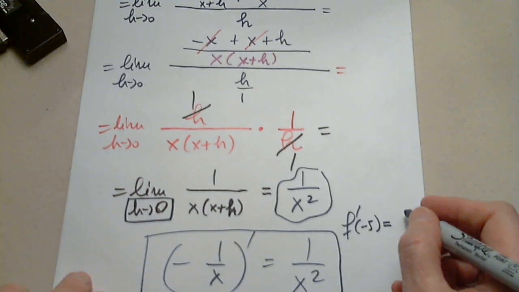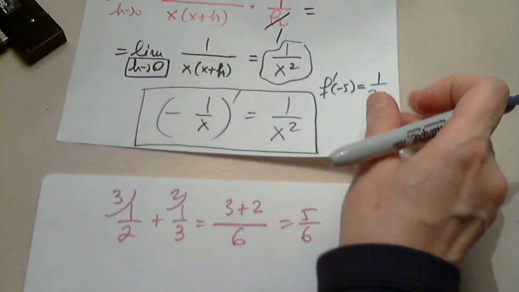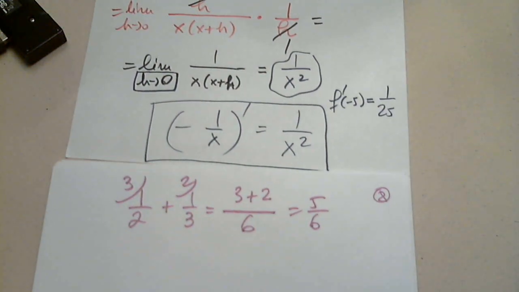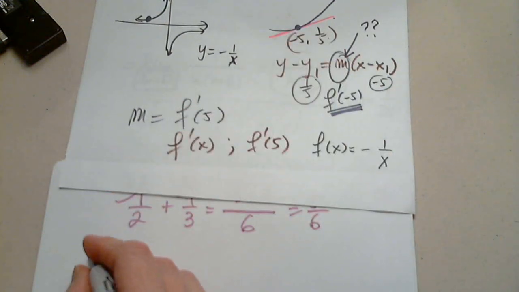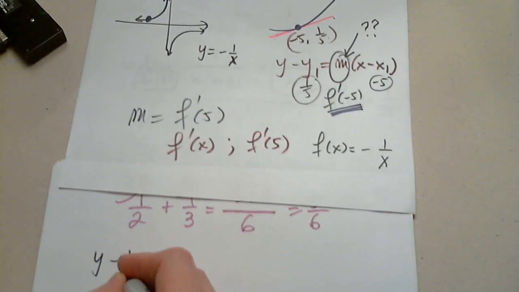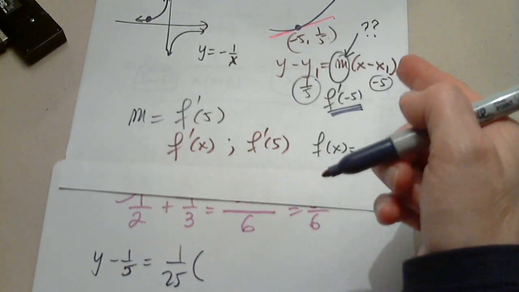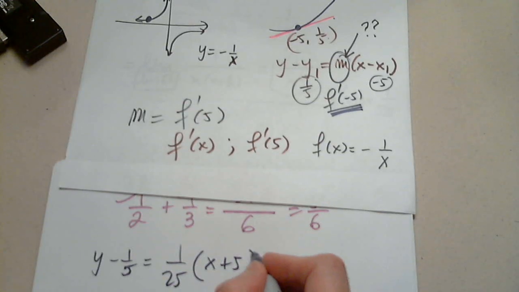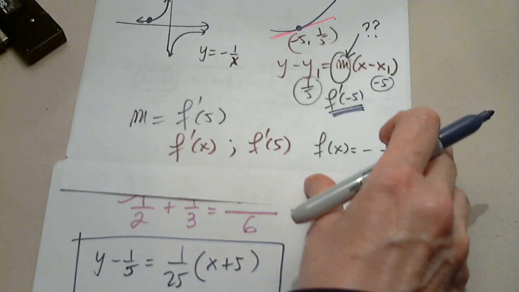Over 25. Thank you very much. Now I have the answer. What is the answer? I don't know yet. y minus 1/5 equals 1 over 25 times x minus minus 5, which is x plus 5. Not done, but this is what we wanted.